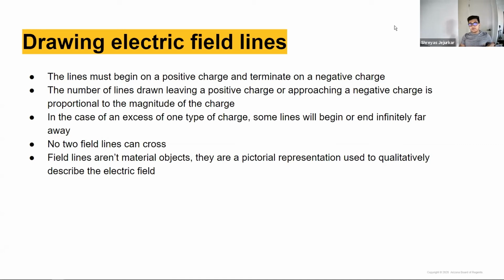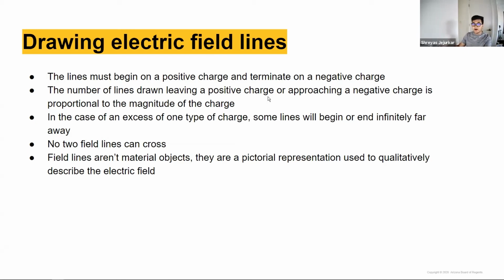So the important thing with electric field lines is that lines must begin on a positive charge and terminate on a negative charge. So if this is a positive charge right here and this is a negative charge, the electric field line must start here and end here. That's basically what it's saying.